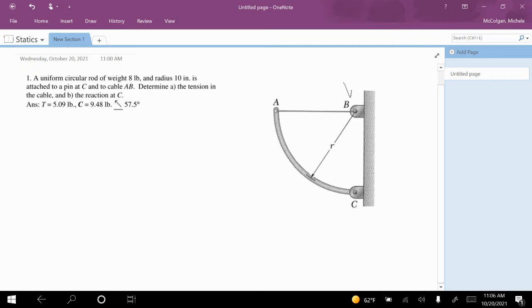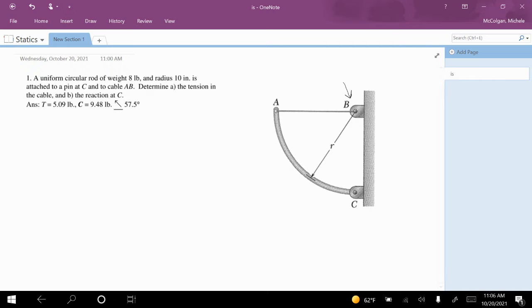One thing to think about in this problem is that B here does not exert any kind of a reaction because it's just holding the tension, the piece of wire or whatever in place. So we don't have any reaction at B. We do have a reaction at C, and what I want to start with is the sum of the torques.